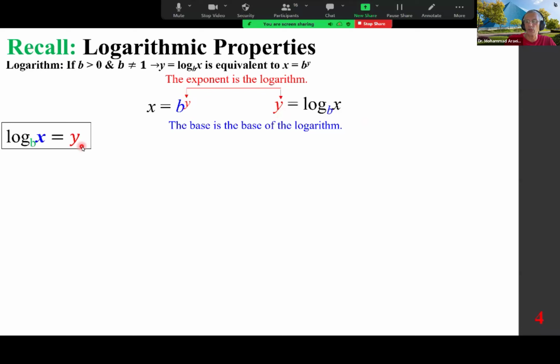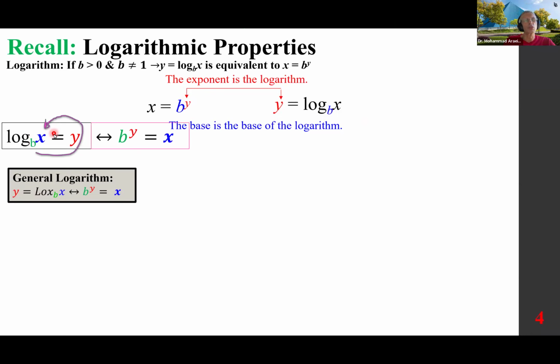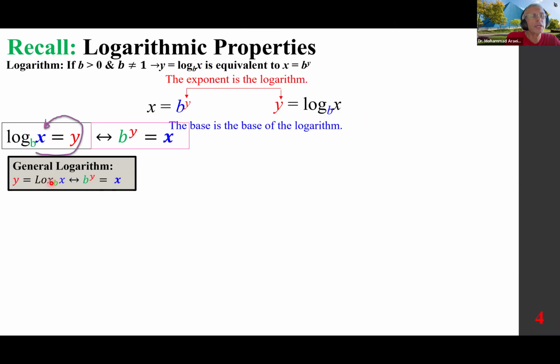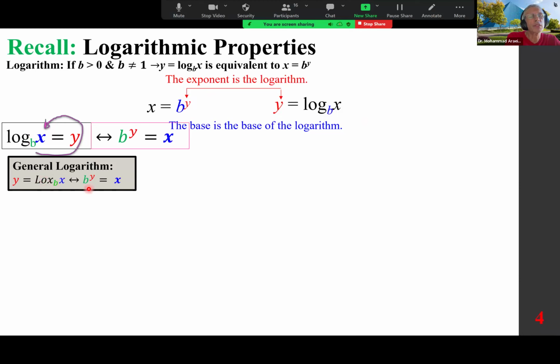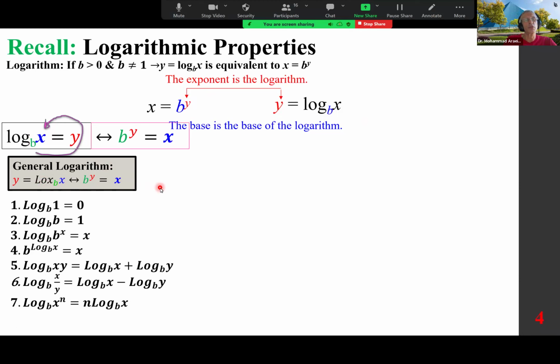And if you look at this one and the arrow that I'm going to put in, b to the power of y equals x. So going from one format to the next will help us understand the property. So y equals log x base b, or log to the base b of x, is equivalent to b to the power of y equals x, giving rise to the following properties.